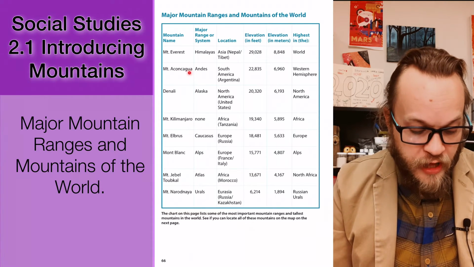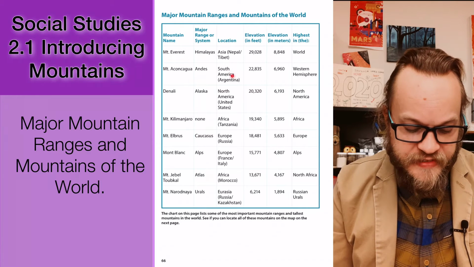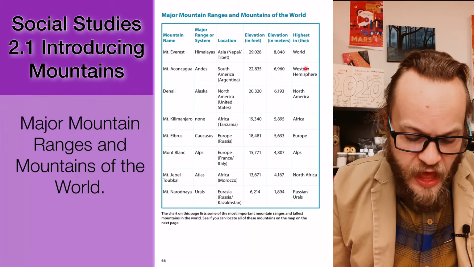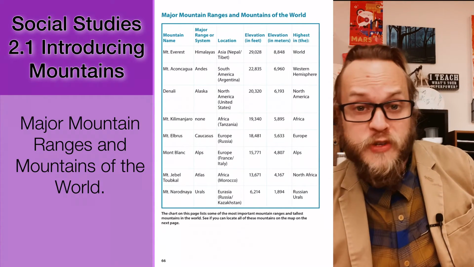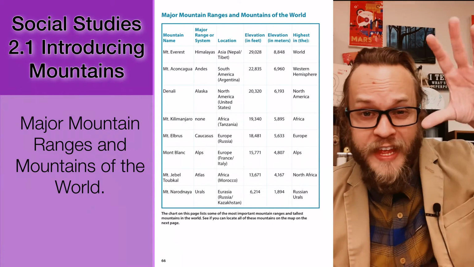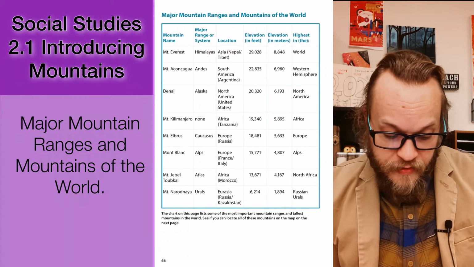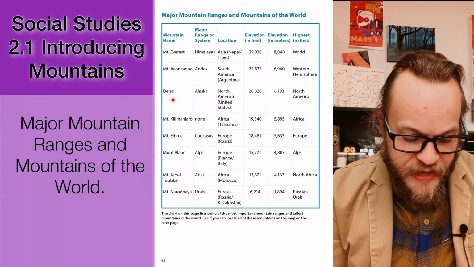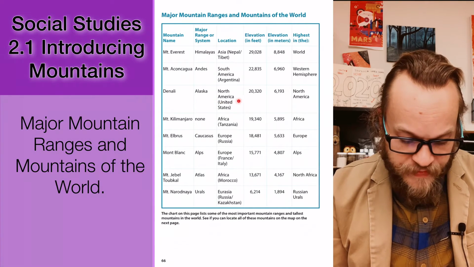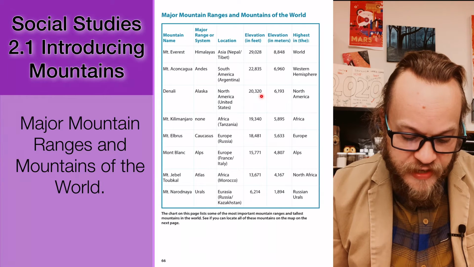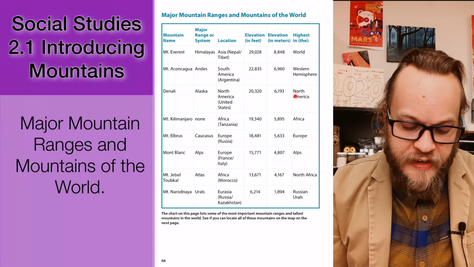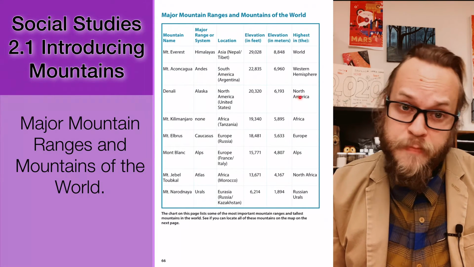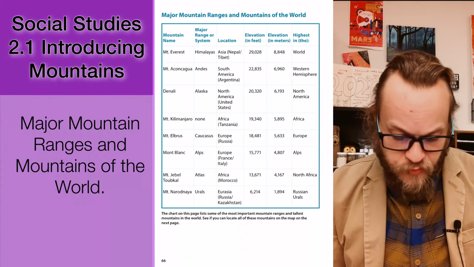Mount Aconcagua in the Andes, South America, Argentina, is 22,000 feet and it is the tallest in the Western Hemisphere, both South and North America. We have the mountain Denali in Alaska, which is 20,320 feet, and it is the tallest mountain in all of North America, whether that's Mexico, United States, or Canada.